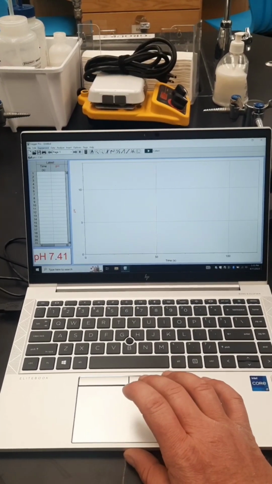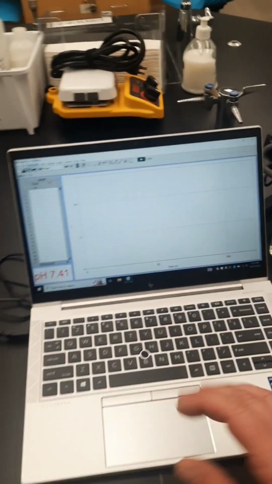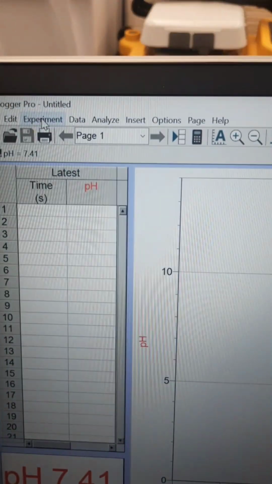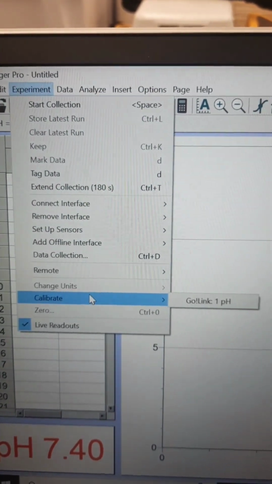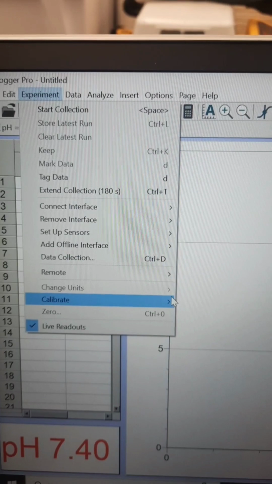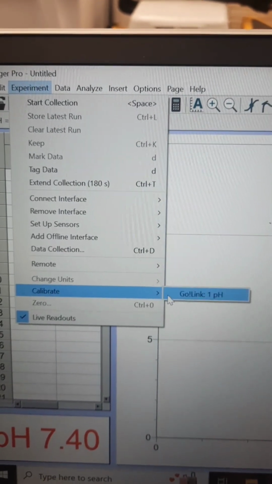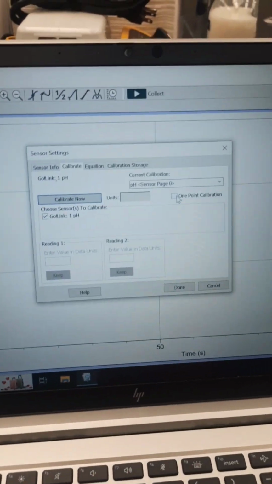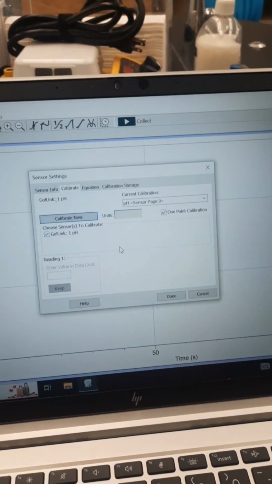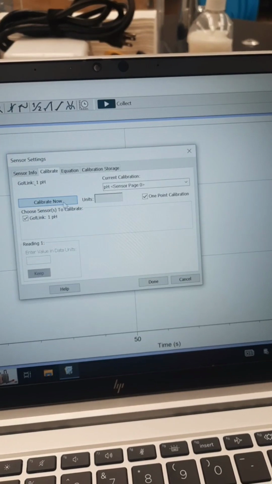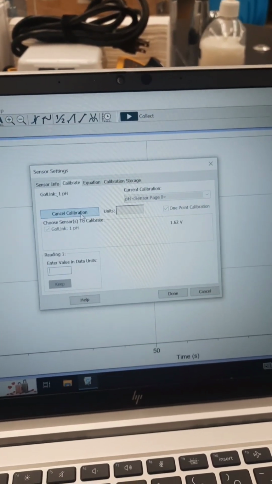There's a part up here in the top left-hand corner. Let me pull this in. Experiment, calibrate, this comes up right here. We want to click 1 point calibration. Calibrate now.